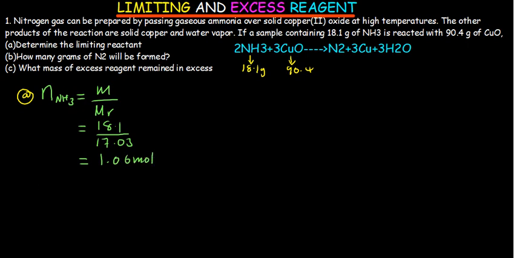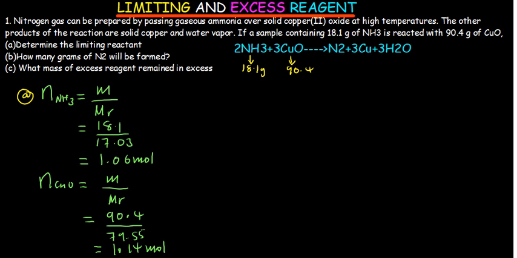And then we determine the number of moles of copper oxide. Same formula, that is mass divided by the molar mass. In this case, the mass of copper oxide that we have is 90.4. The molar mass of copper oxide is 79.55. This is going to give us 1.14 moles of copper oxide.